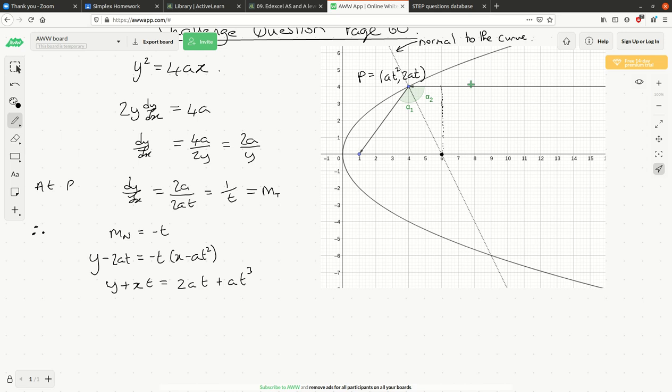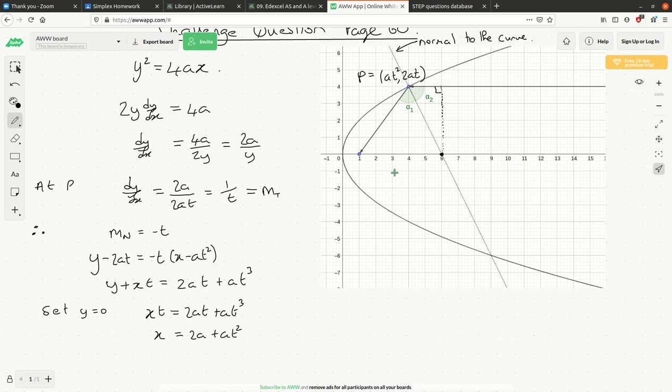This isn't necessarily the easiest way. This is just the way I saw when I was doing it a second ago. So, okay, let's set y equal to 0, and you're going to find that xt equals 2at plus at cubed. And so x is 2a plus at squared if we divide by t. Okay, great. I've found this coordinate now.